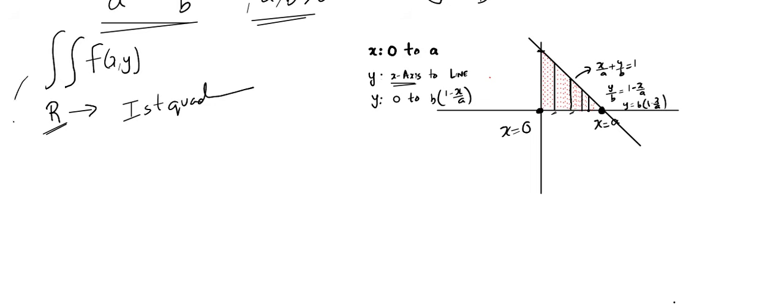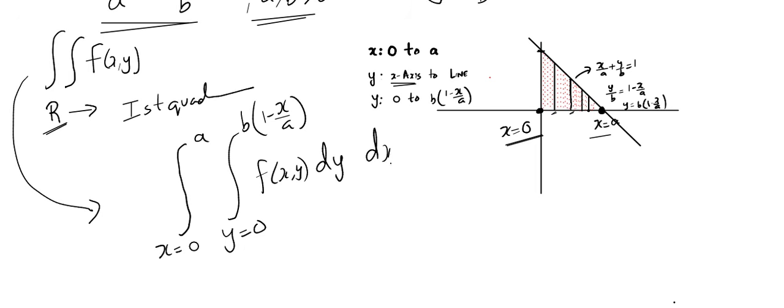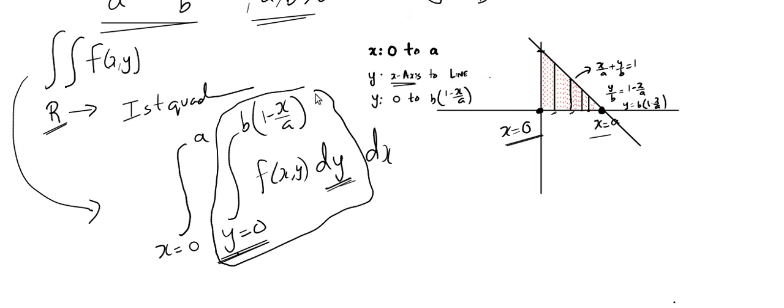Okay, we have to plug in the limits. So look at this. I'm going to plug in the constant limit first. And I can see that x has constant limit. X varies from 0 to a. And then I'll plug in the variable limits, the limit which contains the variable. 0 to b into 1 minus x by a. And f of xy. And to be honest, I should write dy dx. Because the inner limit belongs to y, so I put dy here. And when we evaluate, that will be in the next video, we will integrate with respect to y and then with respect to x. So I'm going to conclude this video now.